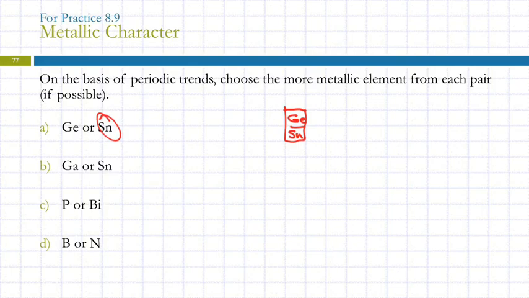How about gallium or tin? There's gallium and tin. That one's iffy, huh? Because metallic character decreases as we go across, and it increases as we go down. And so here we have opposing trends again. It does say if possible, so we could say not possible. If I had to choose, I'd choose tin as the more metallic.